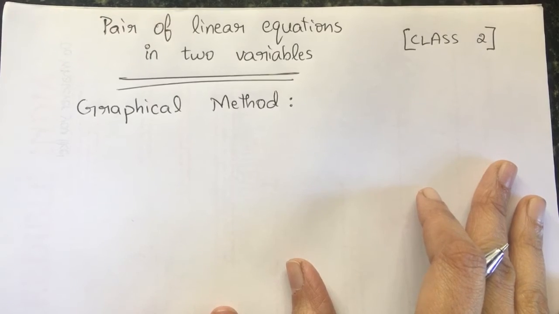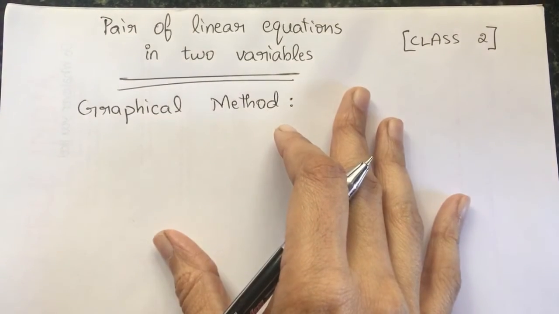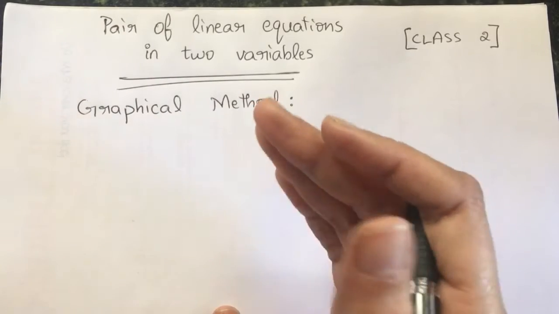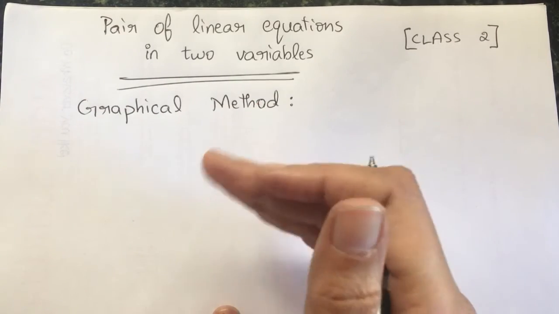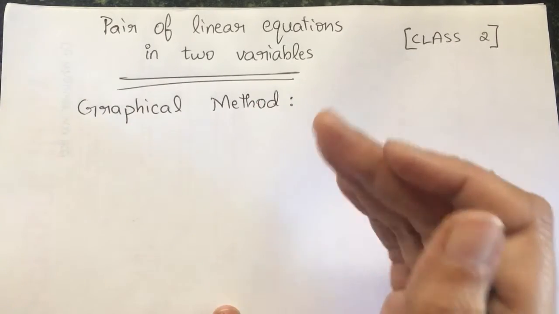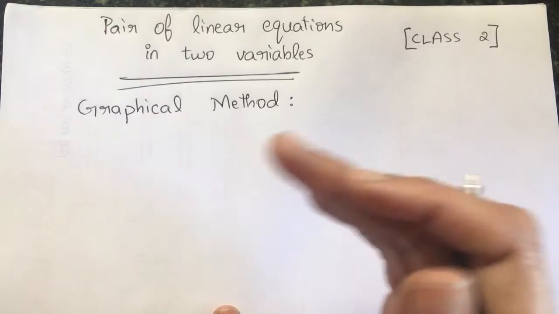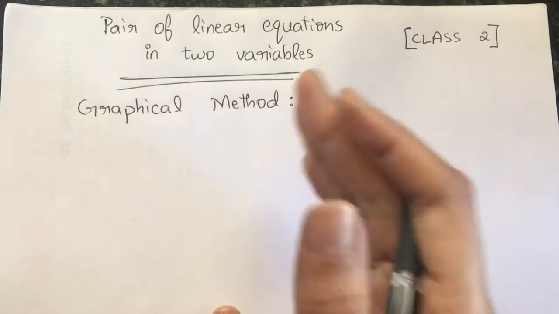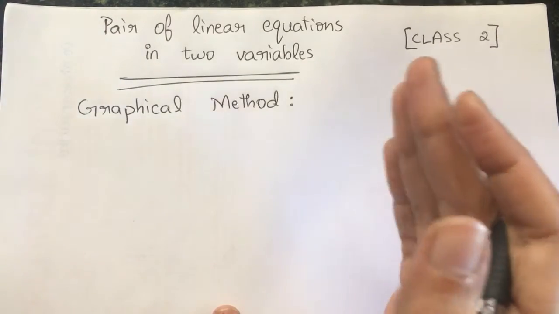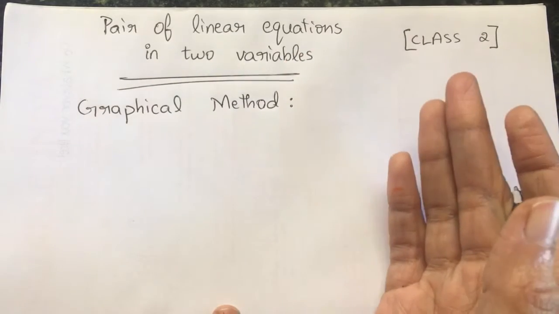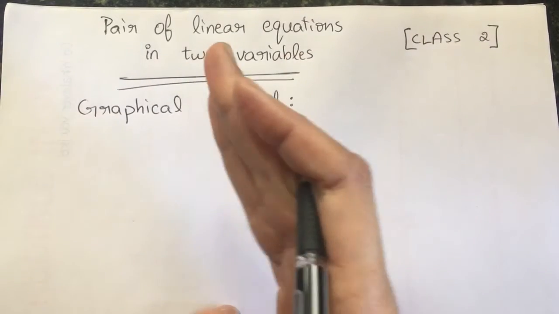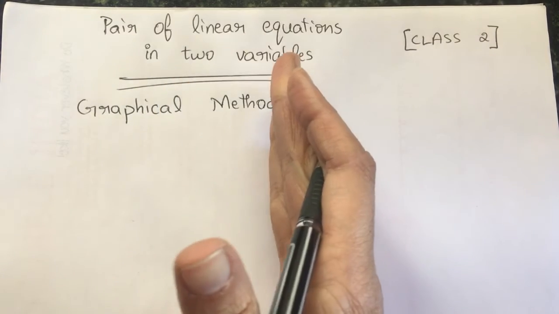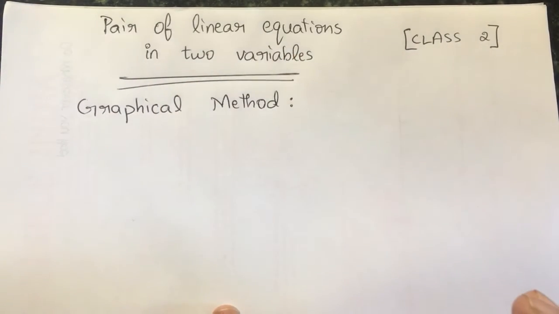So a situation will be given to us. We have to frame the equations and then we have to check for the relation a1 by a2, b1 by b2, c1 by c2, whether they are equal or not. That we have to check. Depending on that, we will come to know which type of solution it has. It may have a unique solution, or no solution, or infinitely many solutions.